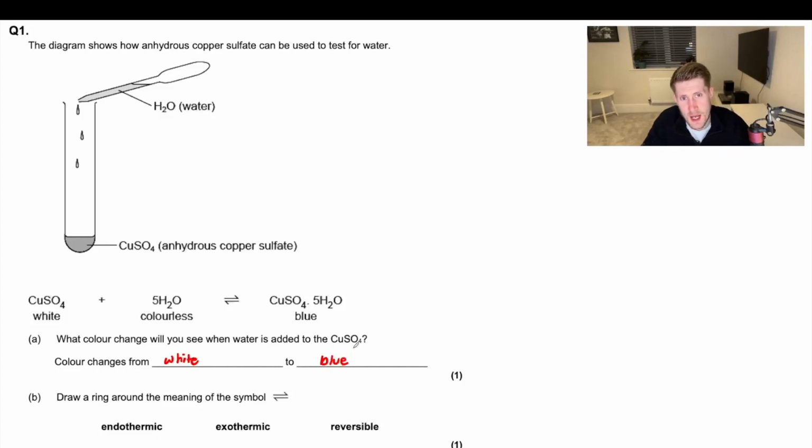Now for those people taking higher tier, this is something you're going to have to know and remember. And it's well worth having this written down on a flashcard with the colour change, because this comes up quite frequently. Now when this happens, you will see that you get a reversible reaction. We can, if we choose to, dehydrate this copper sulfate here, remove the water and go back to having the white anhydrous copper sulfate from the beginning. The next part says draw a ring around the meaning of this symbol. Well, we just talked about it, haven't we? That means it's a reversible reaction. The reaction can go both ways.